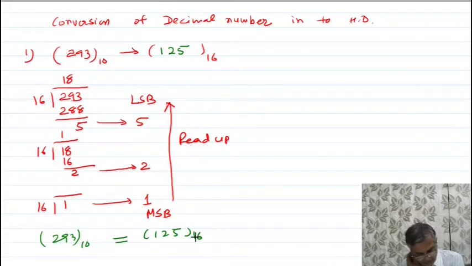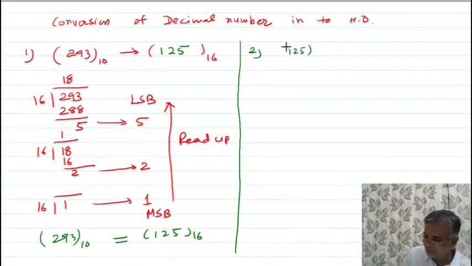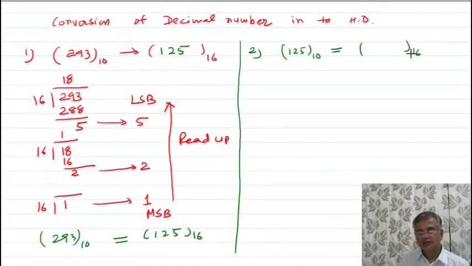Now in a similar way, suppose I am giving you another numerical: convert 125 decimal into hexadecimal. The suffix 16 means it is a hexadecimal number. Either they write 16 or H. This is your decimal number.